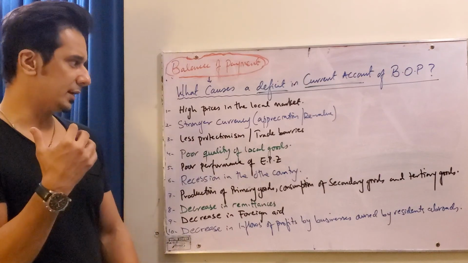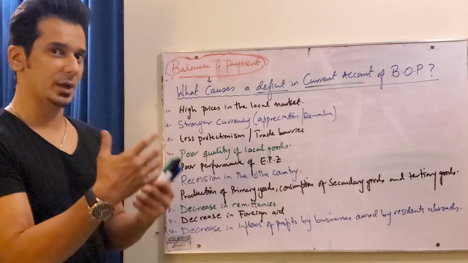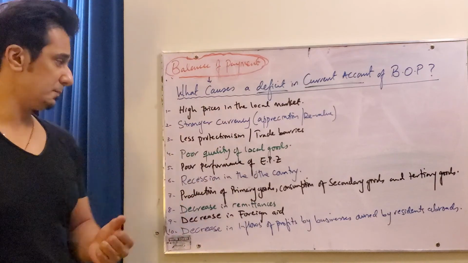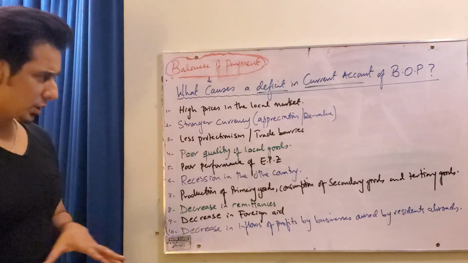So what would happen in that case? There would be more money going out of the economy. So that would create the current account deficit. Okay, the fourth point shows that poor quality of local goods.